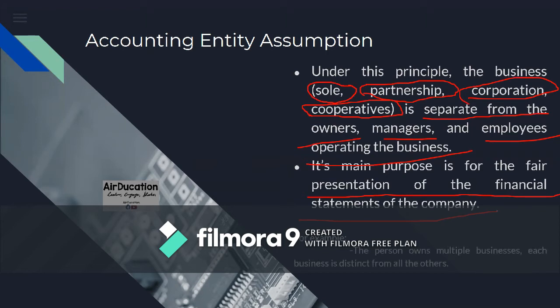Because a person, for example, who owns multiple businesses, each business must be distinct from all the others. For a clear example, a person who owns a restaurant, apartment, salon, and so on. That person has multiple businesses under his or her name. Those businesses must be distinct from each other because they have separate preparation of financial statements.